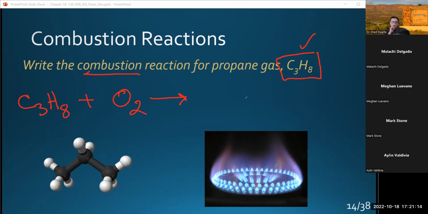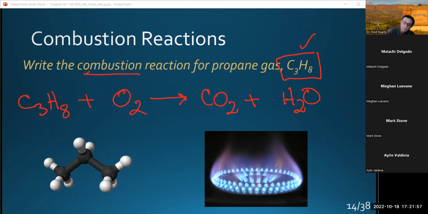There are only two products, okay? And you gotta remember these. Carbon dioxide, and you gotta remember the formula for that, CO2, plus water. Those are the two products you're always going to get. And everybody here is in gas. Propane is a gas. Physical state, everybody's a gas.